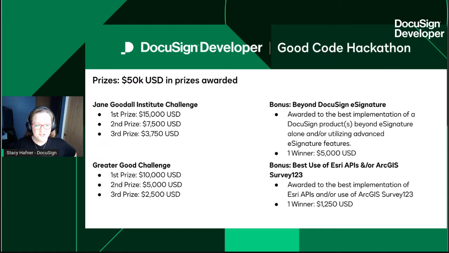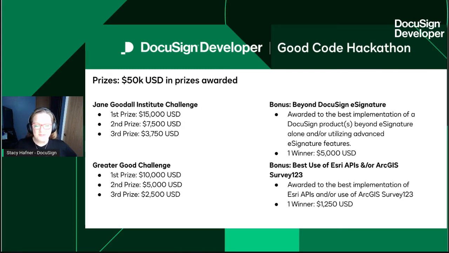All right, now let's get to it. Oh, sorry. Of course, we need to talk about prizes. What are we doing this for? We have $50,000 in prizes to be awarded. Our top prize for our Jane Goodall Institute Challenge is $15,000. So it's more than our Greater Good Challenge prize because we want you to work on that one.